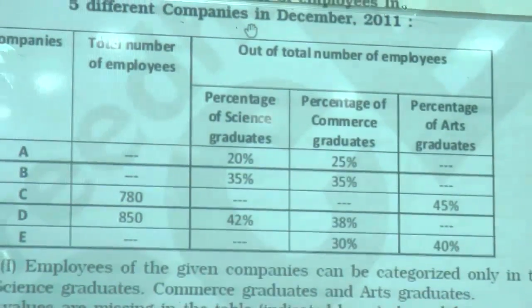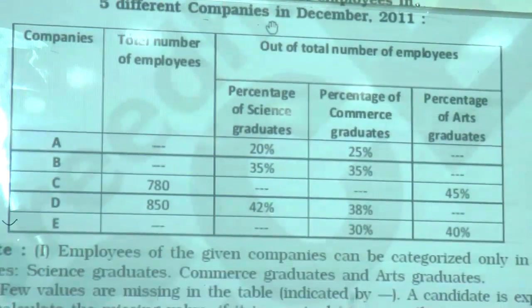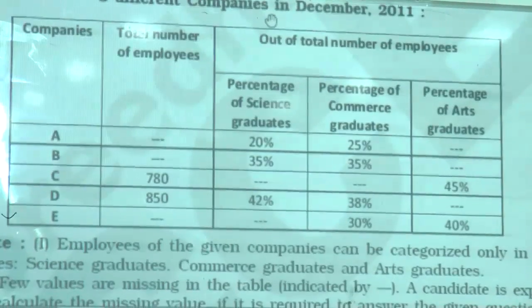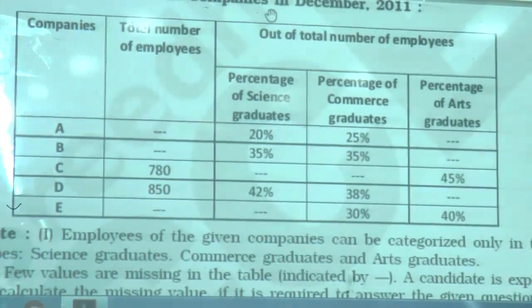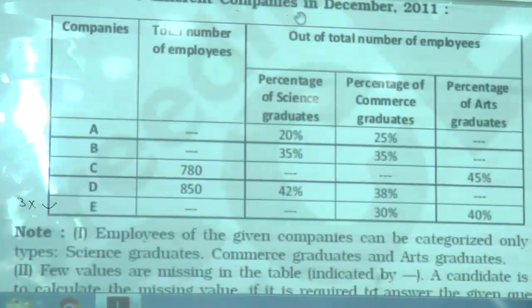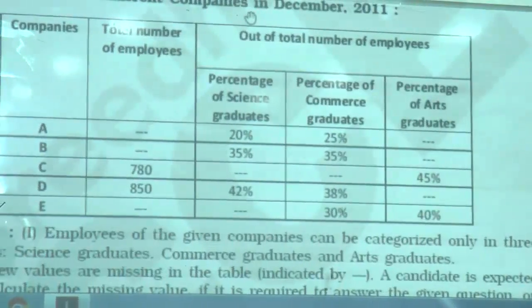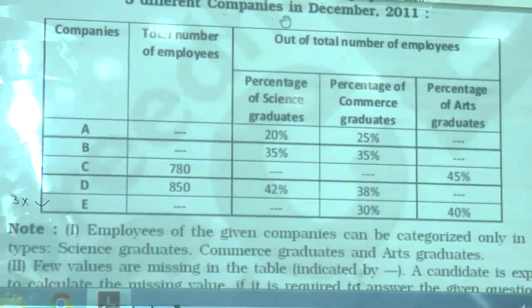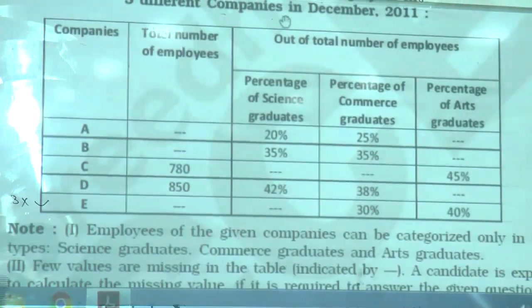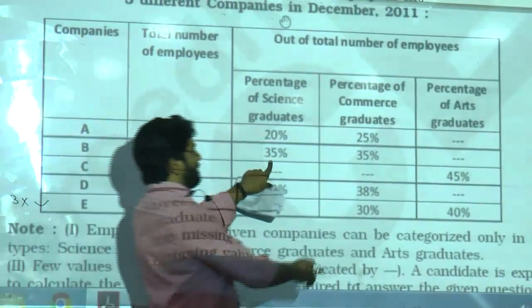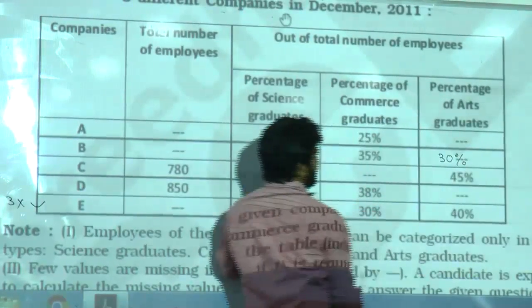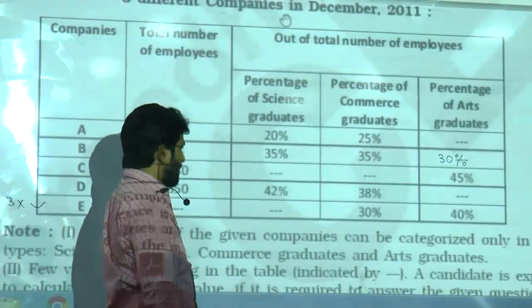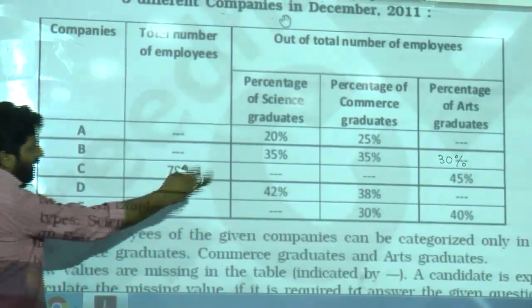Next, if the difference between the number of arts graduate employees in company B and that in company E was 495, what was the total number of employees in company B? You are asked about the number of employees in company B. Right. So let me first fill the gap. If this is 35%, this is 35%, the remaining is 30%. And for E, we have 40% there.